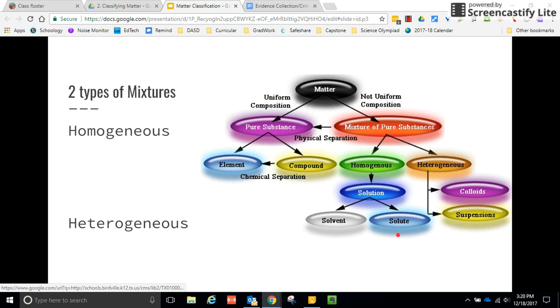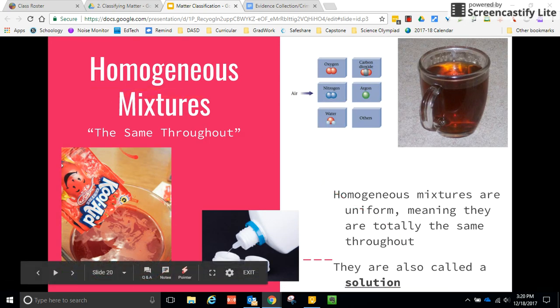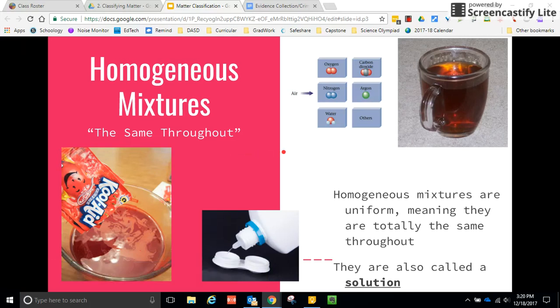But when we look at heterogeneous mixtures, these things look totally different. So something like this mix right here, oh my gosh, this looks so different. I can pick that apart so easily. Or something like oil and water looks very, very different. I can see obvious differences. Even something like blood, where we have even smaller differences. Blood is heterogeneous because it has red blood cells, it has lymphocytes, it has all kinds of different stuff mixed in there. So heterogeneous mixtures are not uniform.